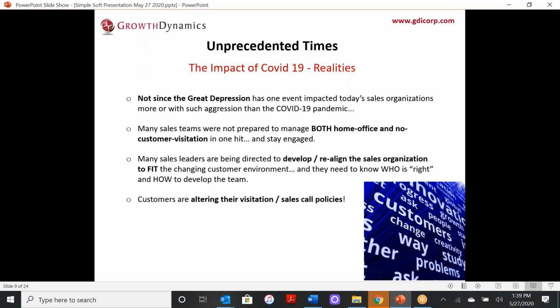Customers, this is a big one. We're already seeing in the industry that customers are altering their visitation and sales call policies. In other words, even if we come out of the pandemic, they're going to have new visitation policies for the sales force that don't just include a mask. They may require that you have a reason and a value for being there. Otherwise, we can have the meeting online, via Zoom, and use technology to communicate or do things versus portal websites or email.